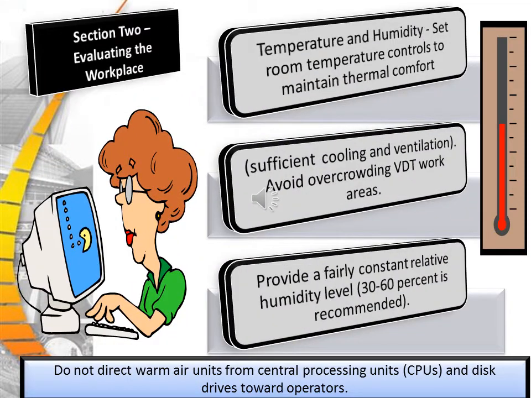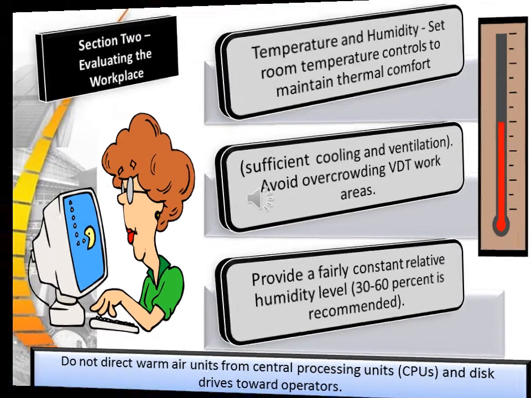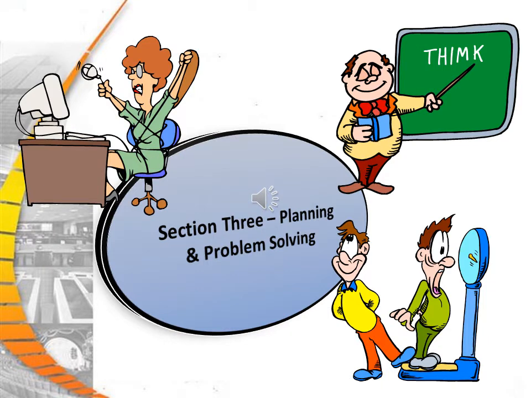Temperature and humidity. Set the room temperature controls to maintain thermal comfort with sufficient cooling and ventilation. Avoid overcrowding the VDT work areas. Providing a fairly constant relative humidity around 30 to 60% is recommended. Section 3, Planning and Problem Solving.